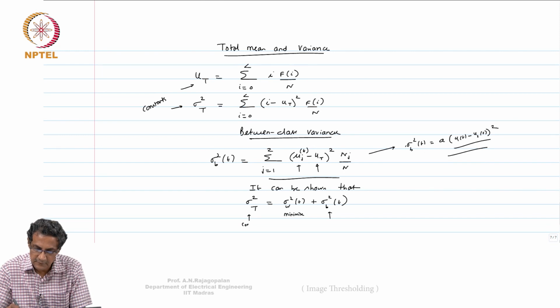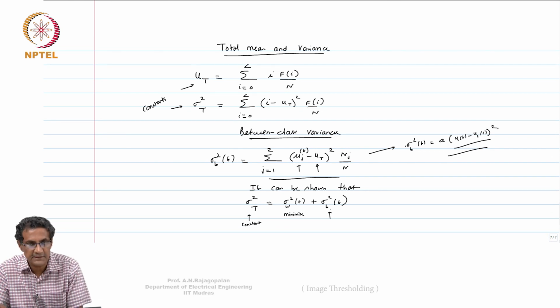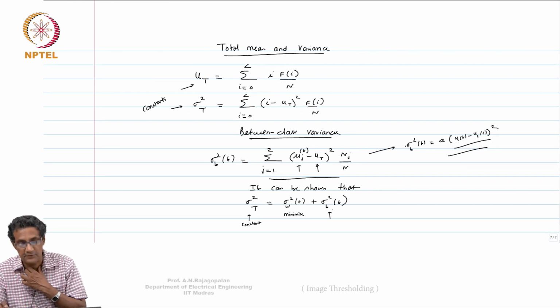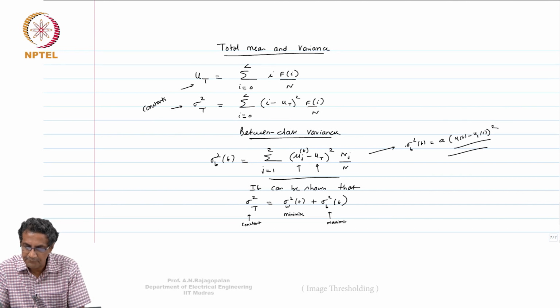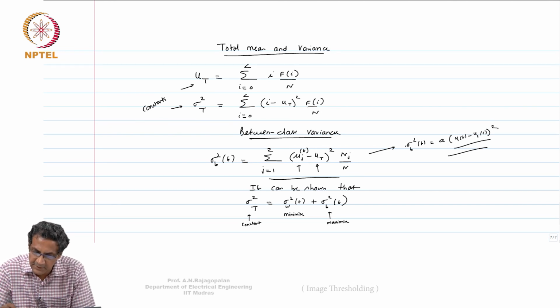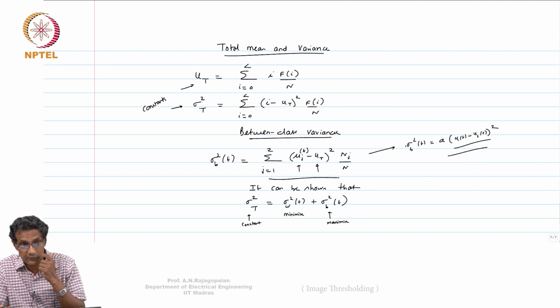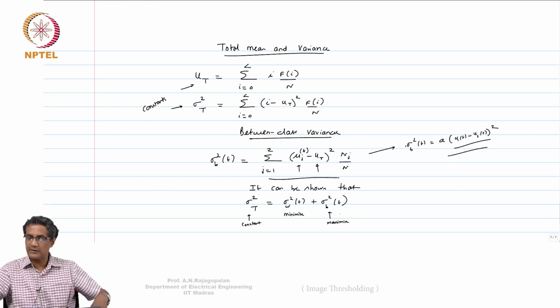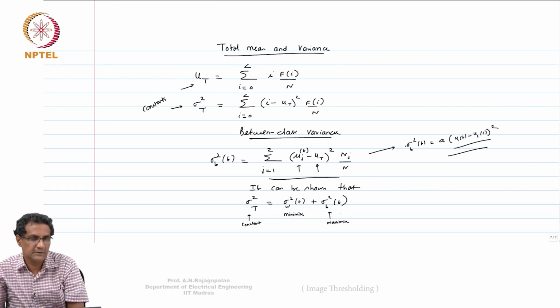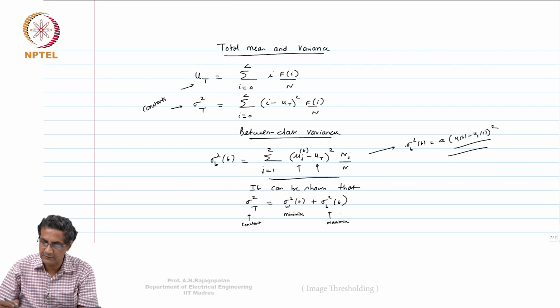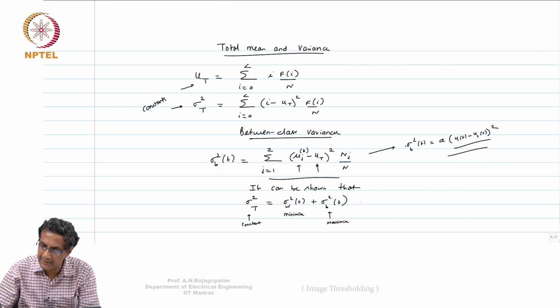Because this is a constant, minimizing the within class variance is equal to maximizing the interclass or between class variance. Similarly, if you try to maximize the between class variance, it will be equivalent to minimizing the within class variance. So we need to do only one of the two: either maximize the between class variance, or minimize the within class variance. Doing one is equivalent to doing the other, because sigma square t is a constant. Now we want to go ahead and show this.